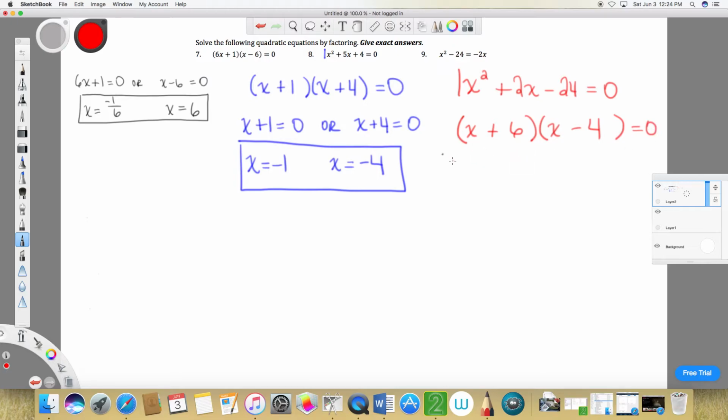So this splits into two equations. It's pretty easy to just see what the solutions are once you've got it in factored form.